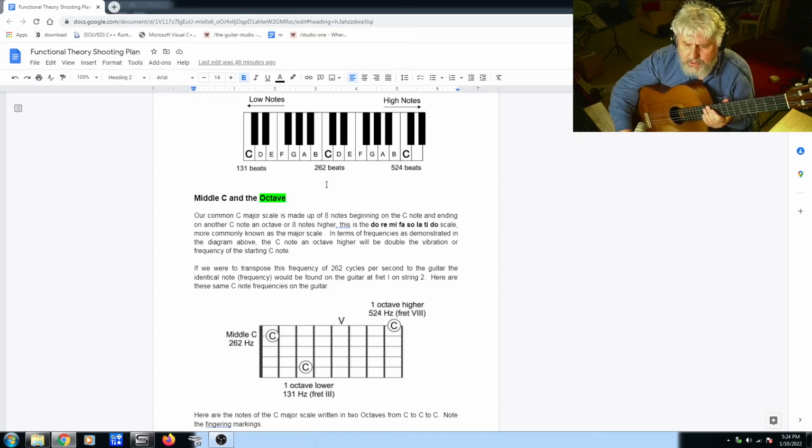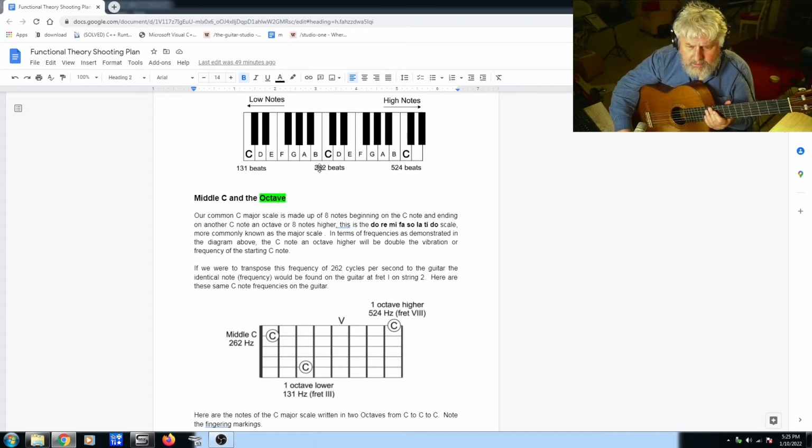Today we're going to have a look at what an octave is. In this first illustration I have here of the piano, there is a C, and underneath it says 262 beats or cycles or hertz, 262 beats per second. That C is called middle C.